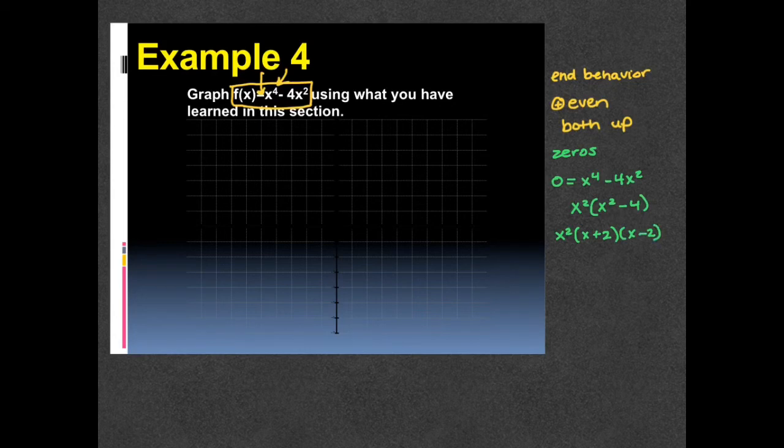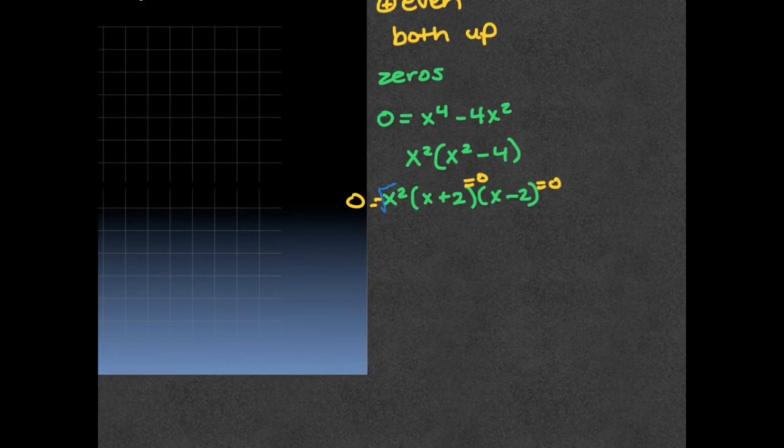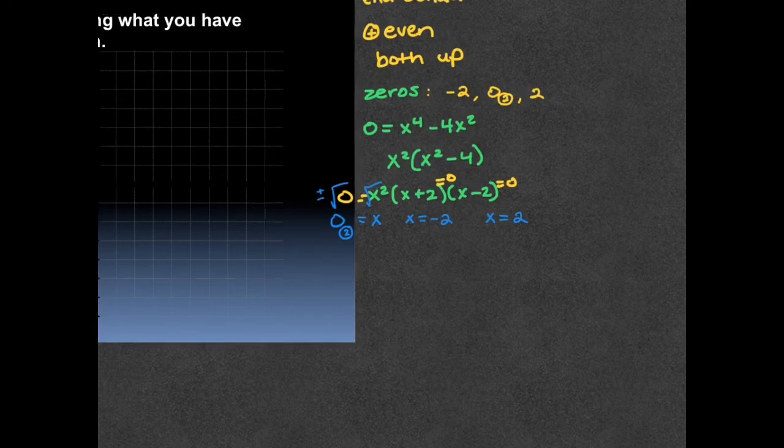And then I would solve each of these. Now when I go to square root, remember your even root property says plus and minus. And while it's not going to change the value on that 0, it does mean that there are 2 zeros. So the multiplicity there is 2. Then I get x equals negative 2, and then I get x equals positive 2. So my zeros are negative 2, multiplicity of 1, 0, multiplicity of 2, and 2, multiplicity of 1.